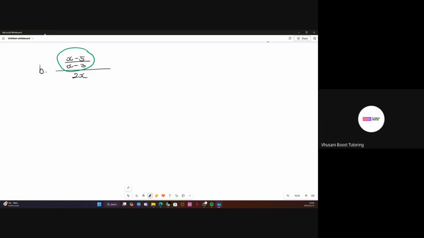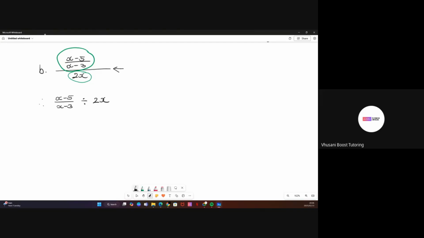Okay, so that's the numerator. That whole thing is the numerator. And this will be our denominator, right? So write it down in the format that you're used to. So we have (x minus 5) over (x minus 3) divided by 2x. It's not divided by 1 over 2x. It's divided by 2x, right?